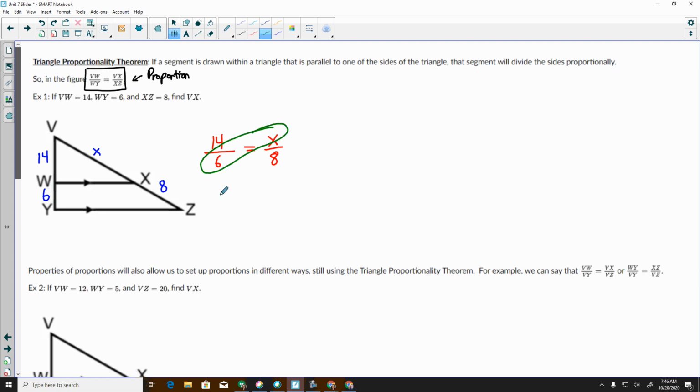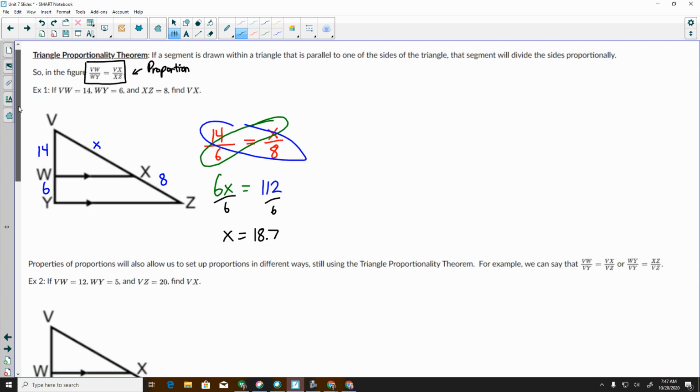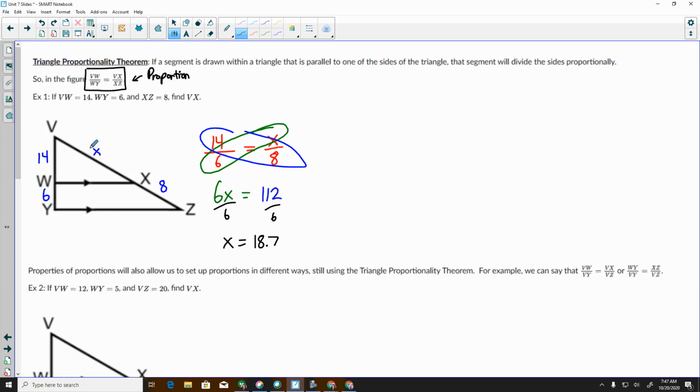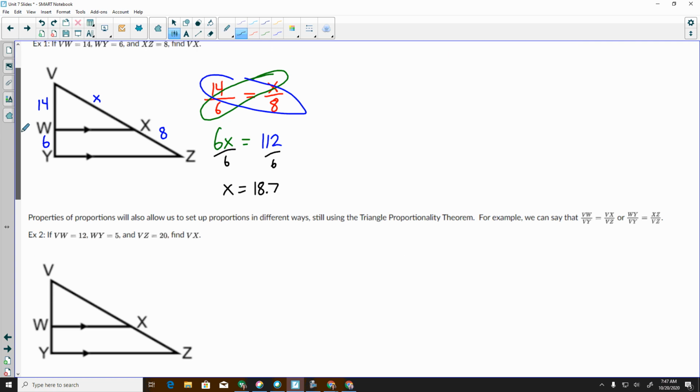So we do 6 times x, that gives us 6x. And then 14 times 8 is 112, and then divide both sides by 6. So I get that x is 18.6 repeating, and if I was to round that, let's say to the nearest tenth, if I have a bunch of 6's, this 6 would round up, so then this would become a 7 here. If I was just rounding to one decimal place, 18.7, if I round to the nearest tenth. Cool, so that's one way that we can use proportions. Simply set them up in two fractions and set them equal, cross multiply.